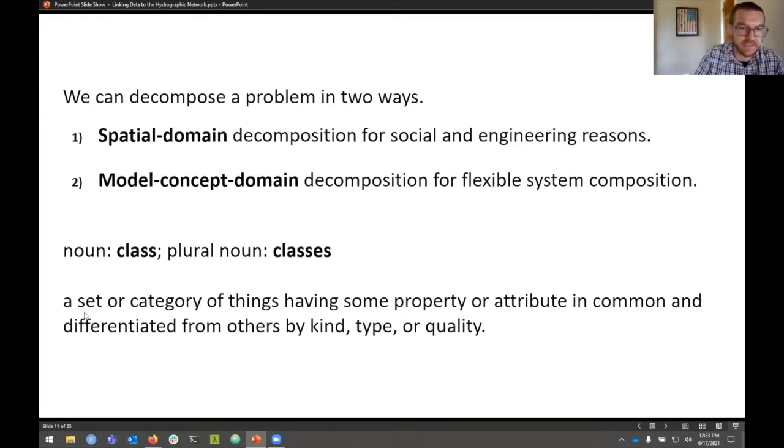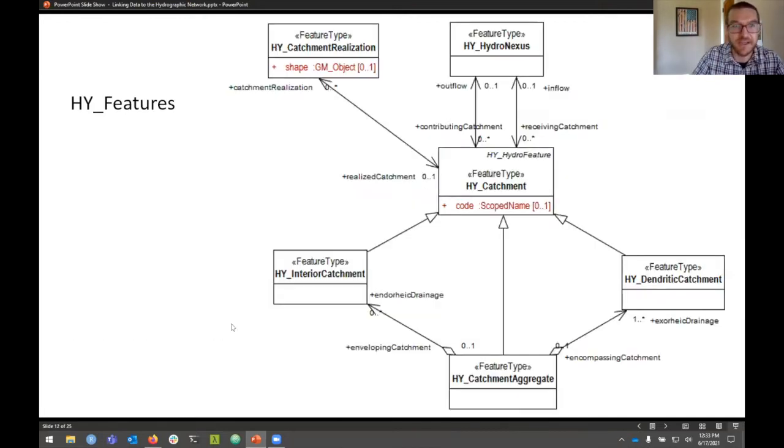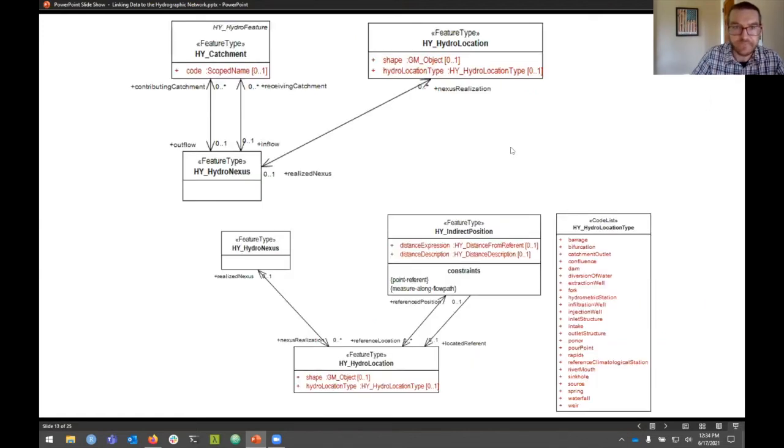So each of these boxes is a set or category of things having some property or attribute in common, differentiated from others by kind, type, or quality. So in this diagram, we have this hydronexus, HY catchment, and this basic system of inflows and outflows that form networks. Okay, so we have that same pairing here. But what we're adding now is that a hydronexus is realized by a nexus realization, which is a hydrolocation. And a hydrolocation is really just some geospatial entity. It's a location. This is typically going to be a point, but it doesn't have to be. It could have some geometry.